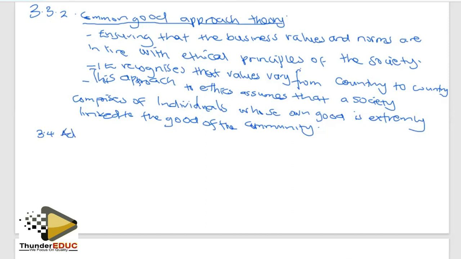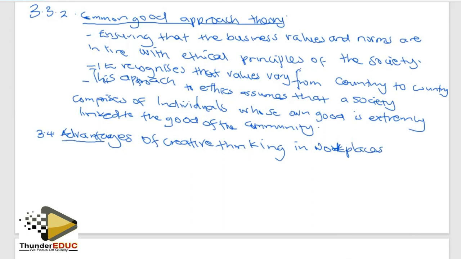Advantages of creative thinking. Is it good to have creative thinking in a workplace? Do you think businesses should encourage creative thinking? What are the advantages that come with creative thinking? Whenever we come up with something new, different, and unique compared to our competitors, we are likely to get advantages.